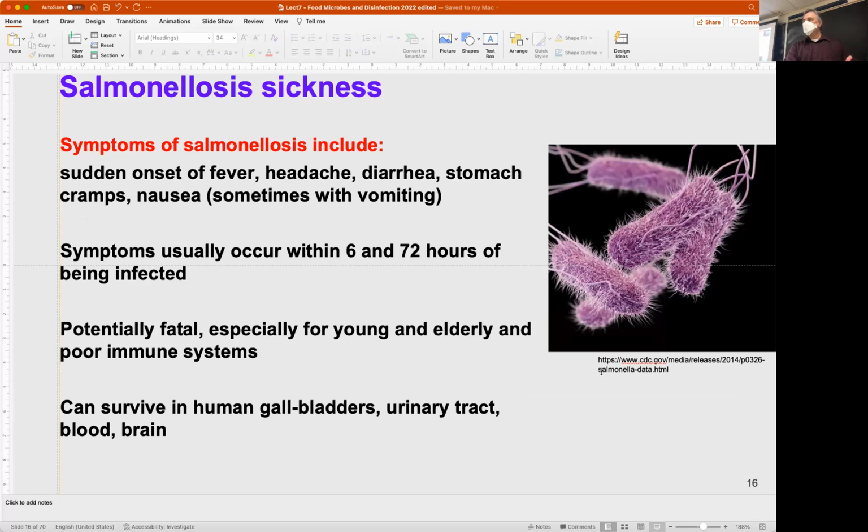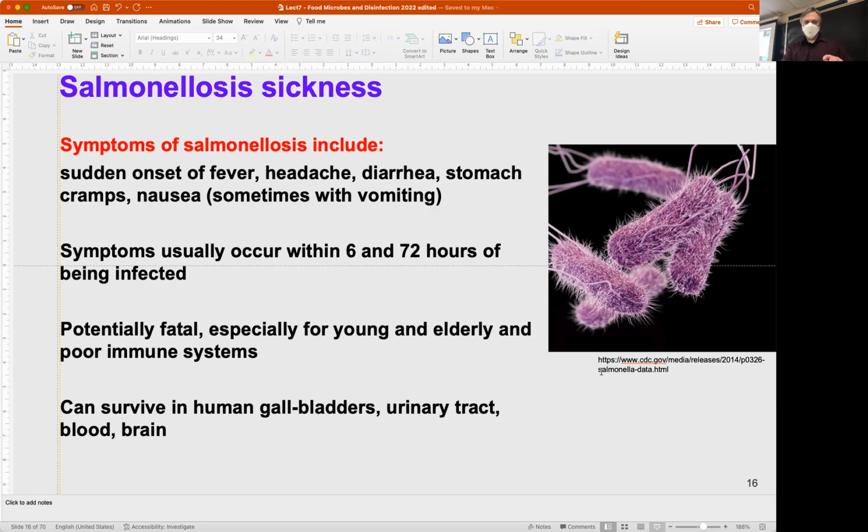What are symptoms of Salmonellosis? Salmonellosis includes, again, fever, diarrhea, stomach cramps, nausea, very similar to other foodborne illnesses, but it can be fatal. So you can be sick from this bacteria within 6 hours or 3 days. So it can take some time for this infection to take place. And if you're very young, like a baby, or an elderly person with a weaker immune system, then you're susceptible to it.